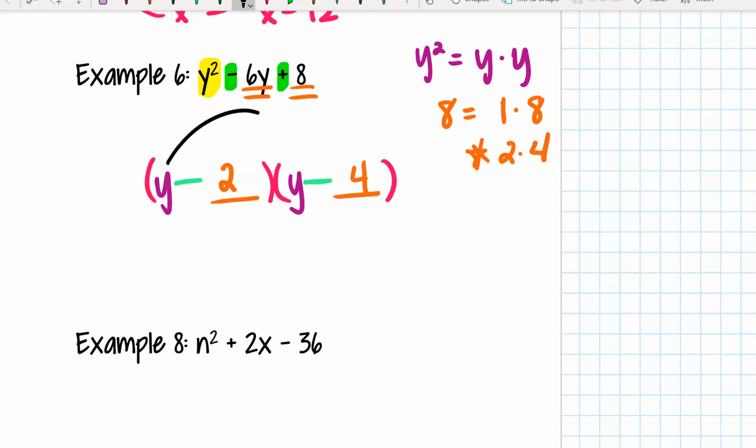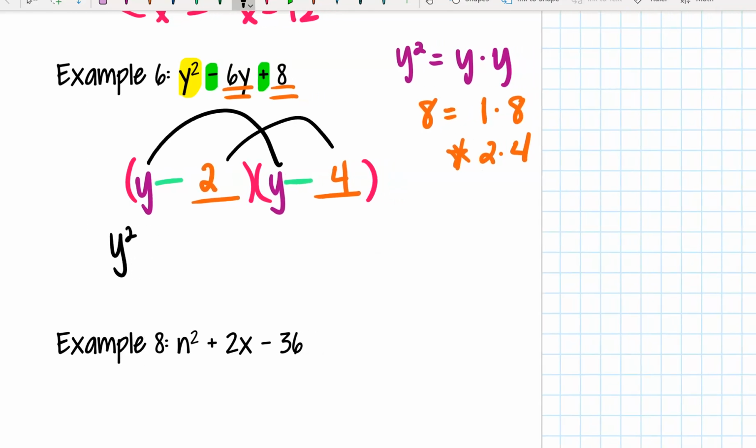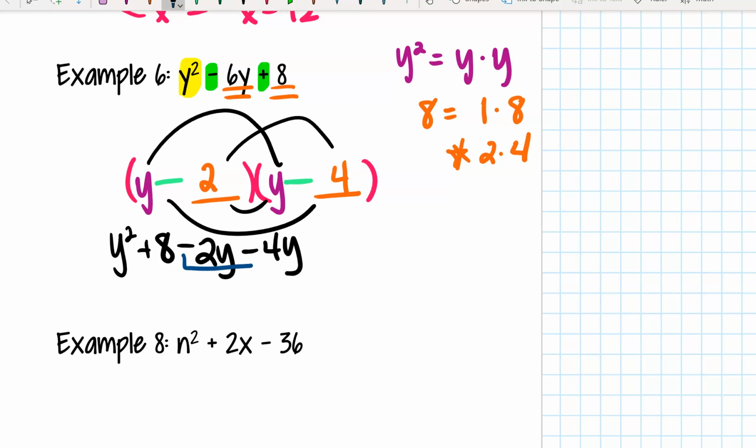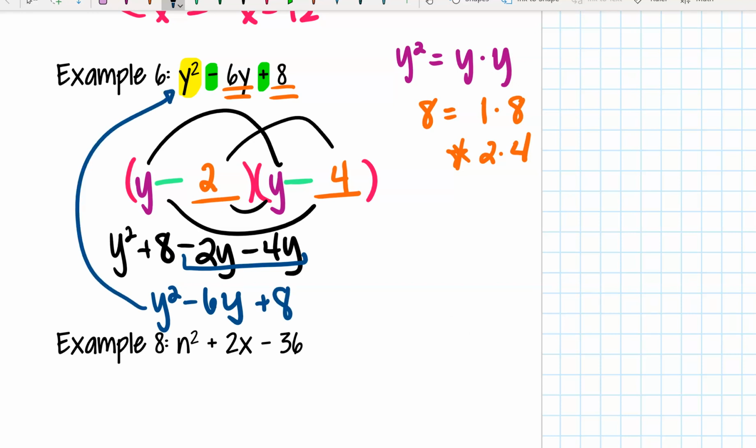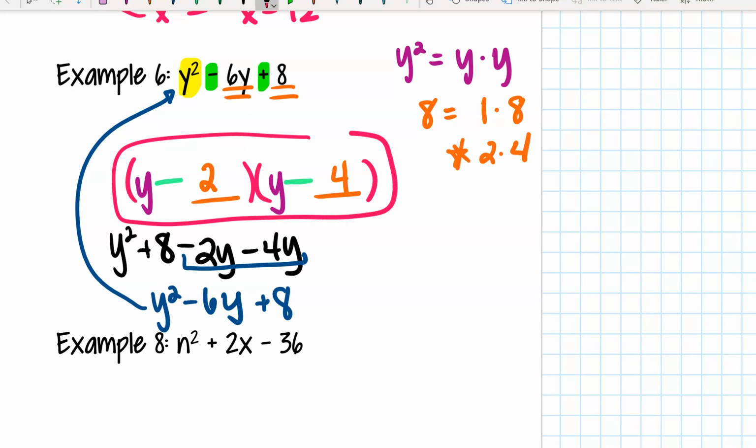So then when I do my check, I have y times y, which is y squared. -2 times -4 gives me a positive 8. -2 times y is -2y, and -4 times y is -4y. So then these two are my like terms. So now in standard form, I should have y squared minus 6y plus 8, which is exactly what I started with. Okay, which means that this is the correct answer and it's in the correct order.